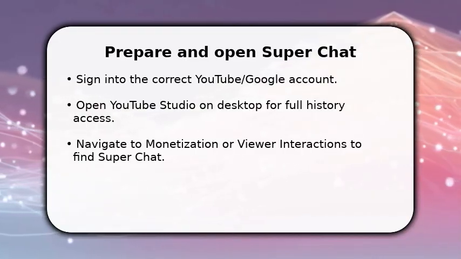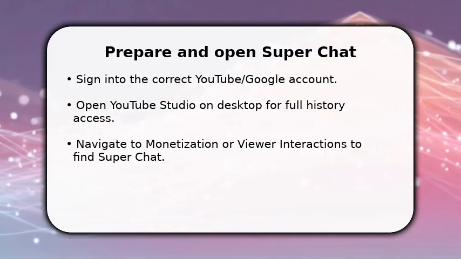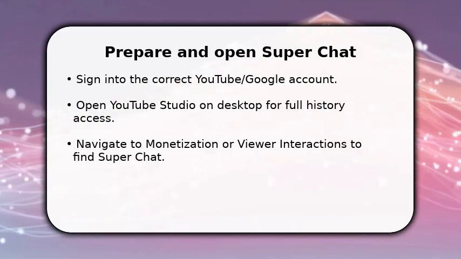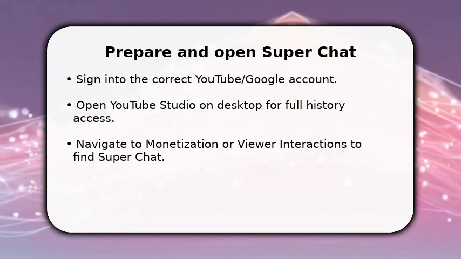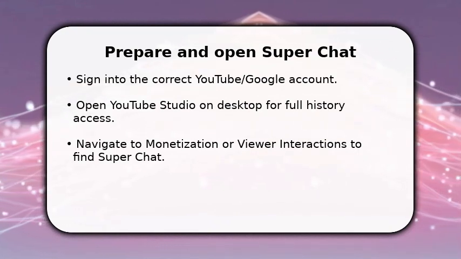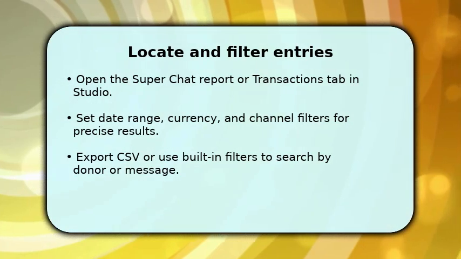Make sure to access the channel tied to payments, then go directly to the left menu where monetization or viewer interactions live. This first step establishes the correct context and permissions, so you can view each Super Chat entry without missing donations or timestamps. Once in Studio, click the Super Chat or Transactions report to surface every entry.